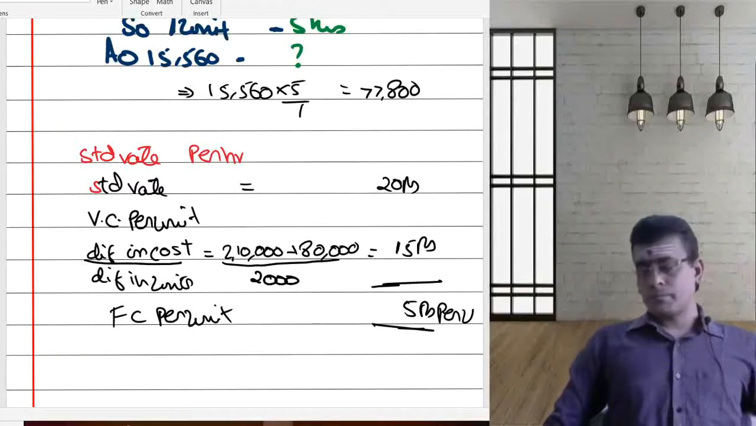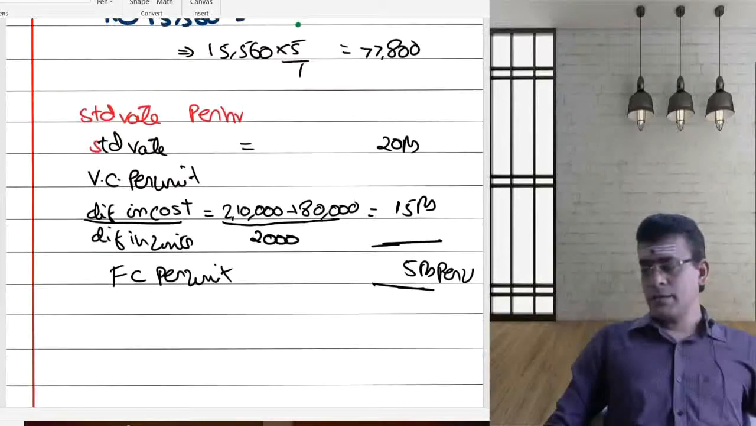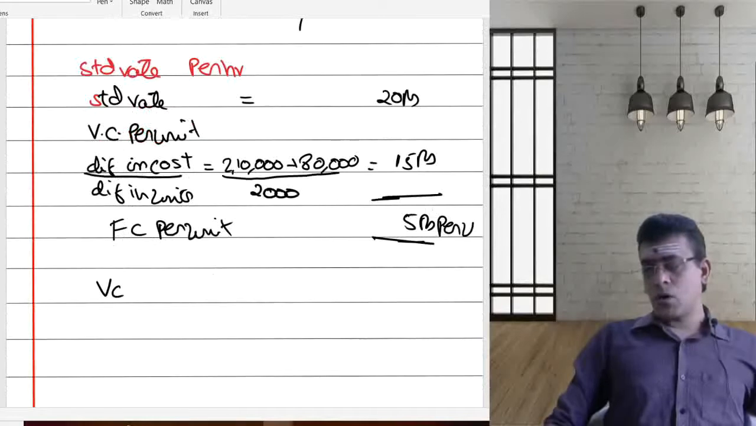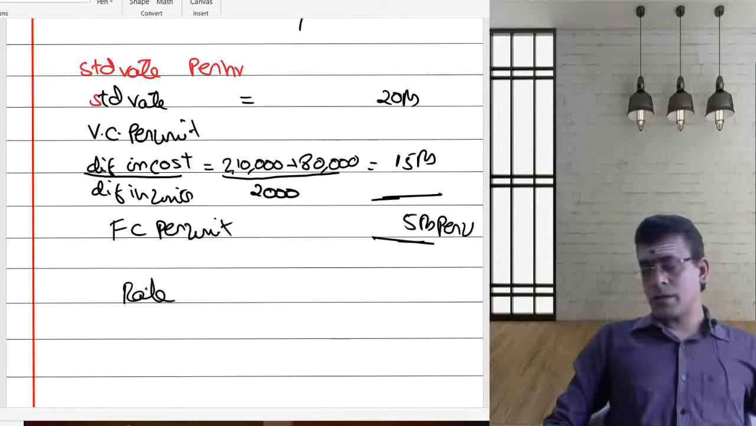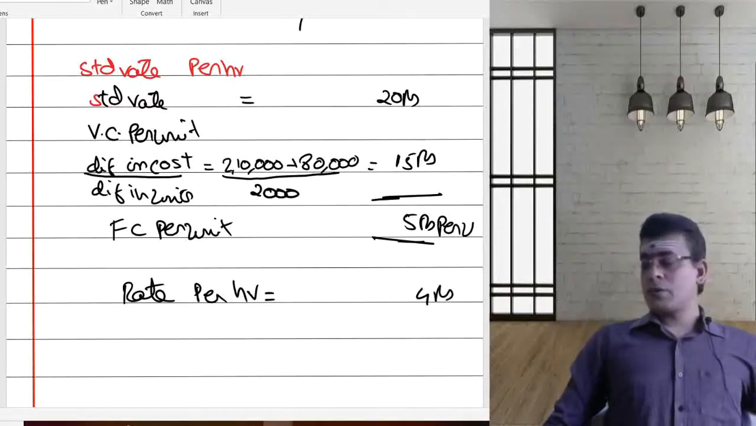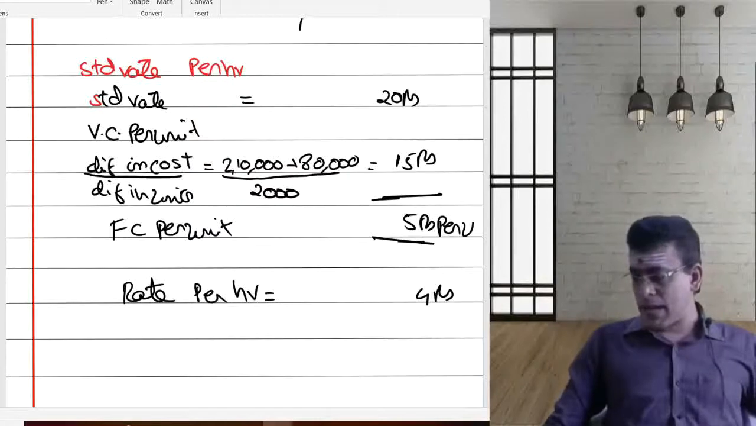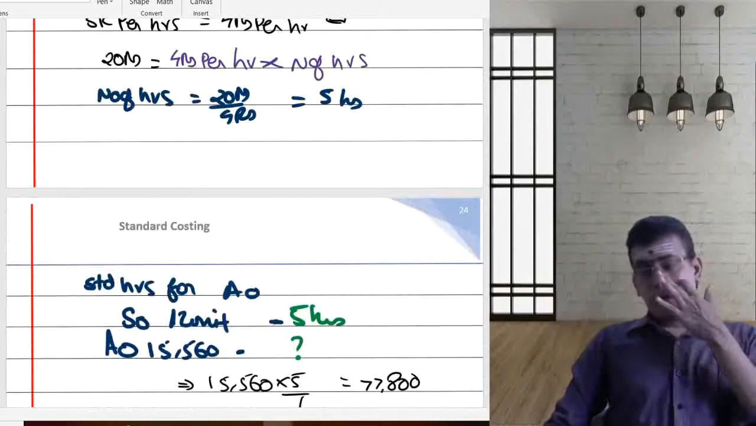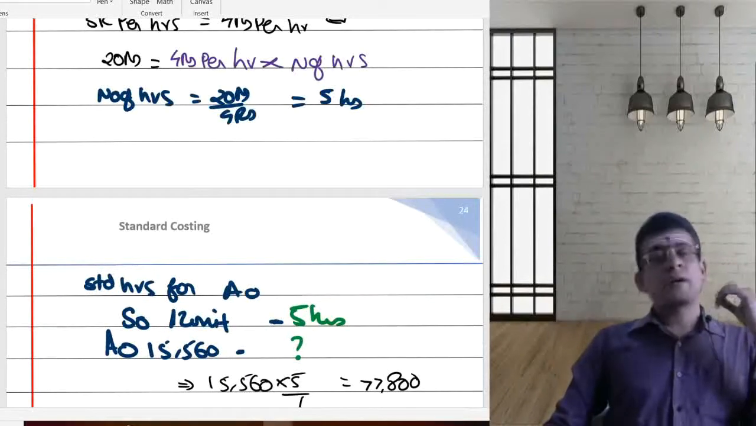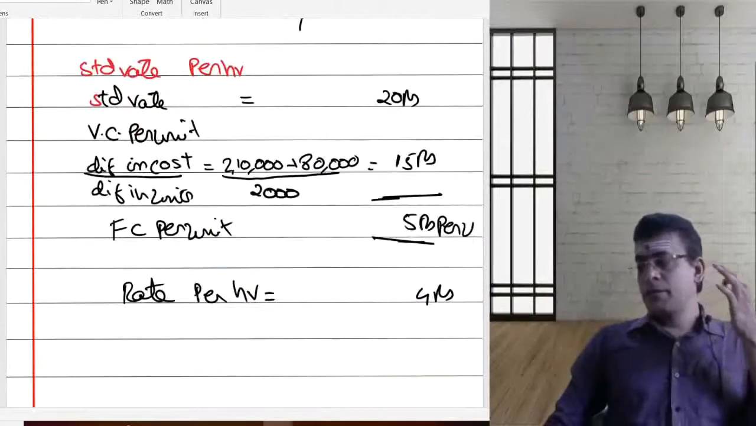I need to find out the variable rate per hour. The rate per hour is already given as 4 rupees. This includes the variable component and the fixed cost component. Now what I have to do is segregate, the same way we have done here. 20 rupees is for the product, 4 rupees is per hour. That is how you got 5 hours. In the same pattern, we'll be doing this here.